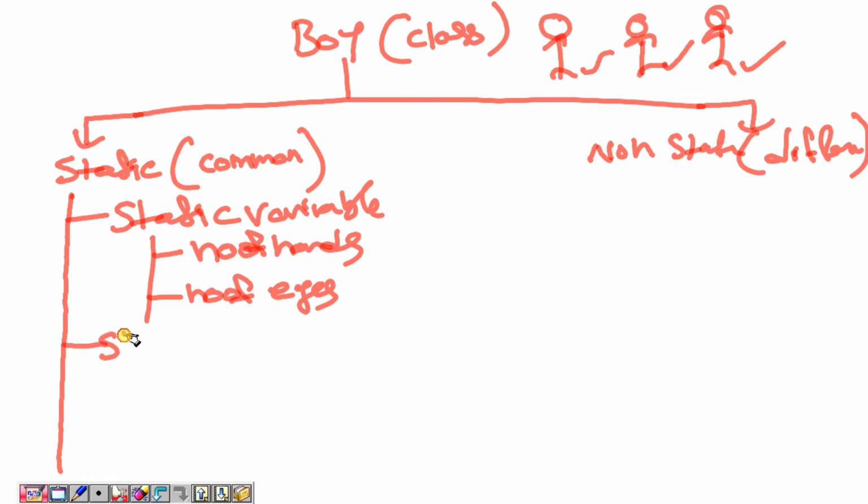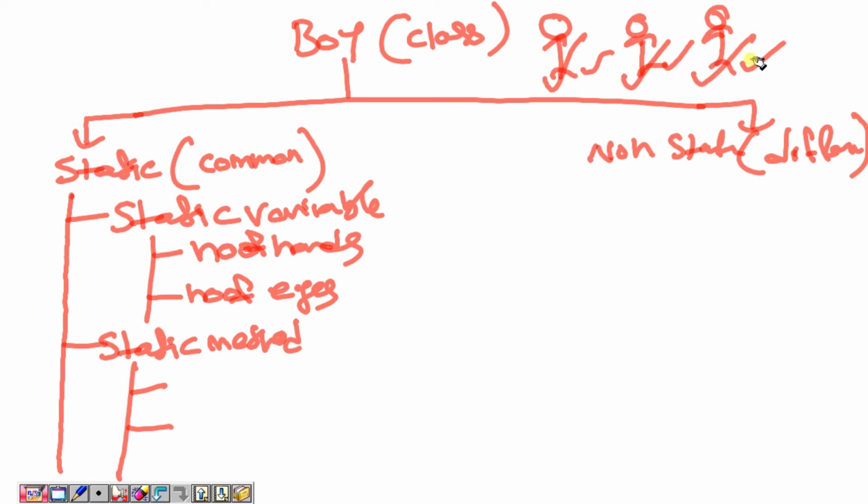In the same manner, we have static methods or functions. What is a static method? In one class, many objects are there. Every object's actions will be common, the same. For example, sleeping is an action that every object can do. Eating is also the same. So these types of actions we are calling a static method.